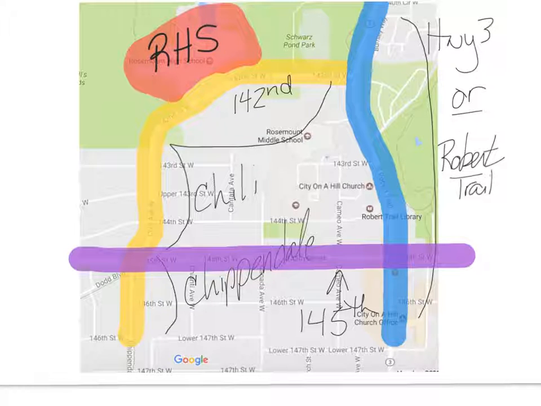The joy of the iPads is that you can look up the instructions yourself and find out what you need. But just remember the basics. So Highway 3 or Robert Trail, this is 145th, and this is the multi-named street. Then just make sure you end up with the school on the left side or the right side. Fragen?